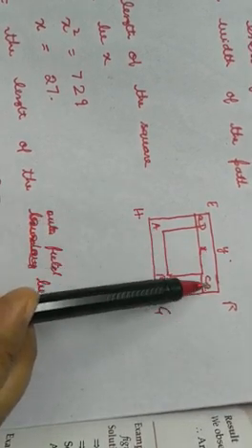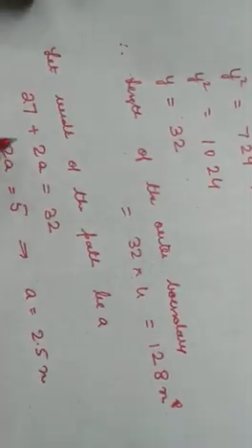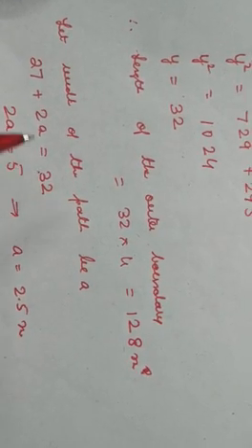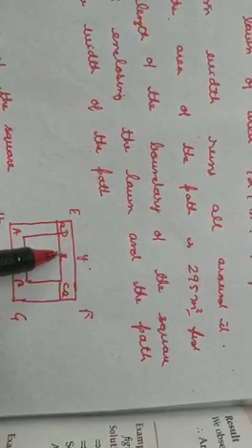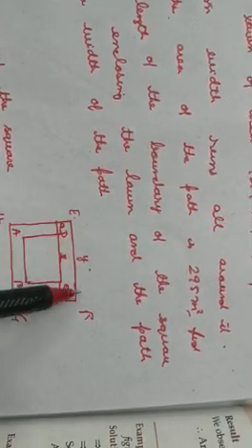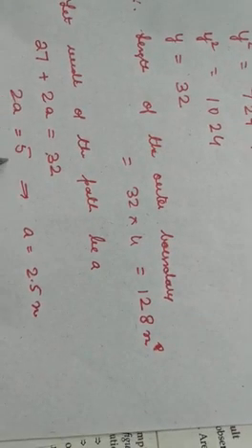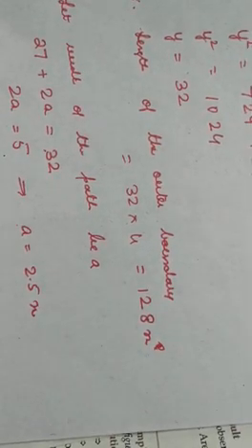So x plus 2a is equal to y. That means 27 plus 2a should be equal to 32. So from here I am going to get that 2a is equal to 5. That means a is equal to 2.5 meter. That means the width of the path is equal to 2.5 meter.